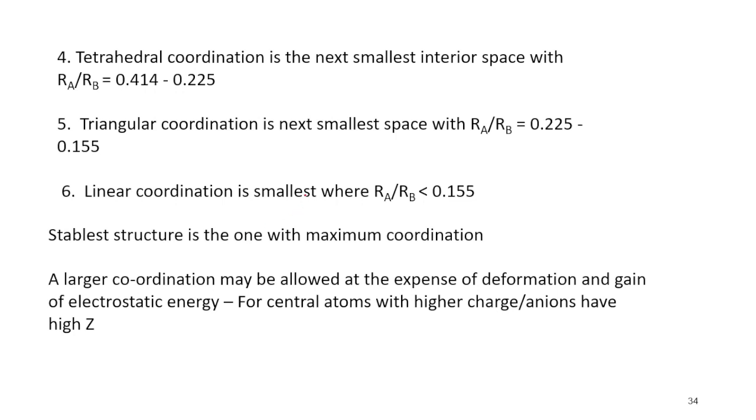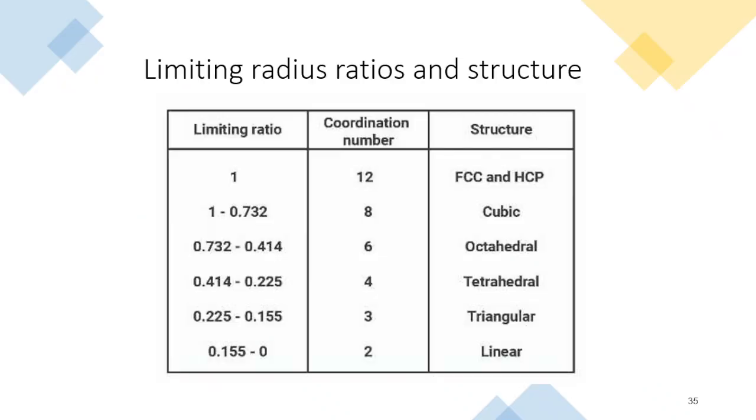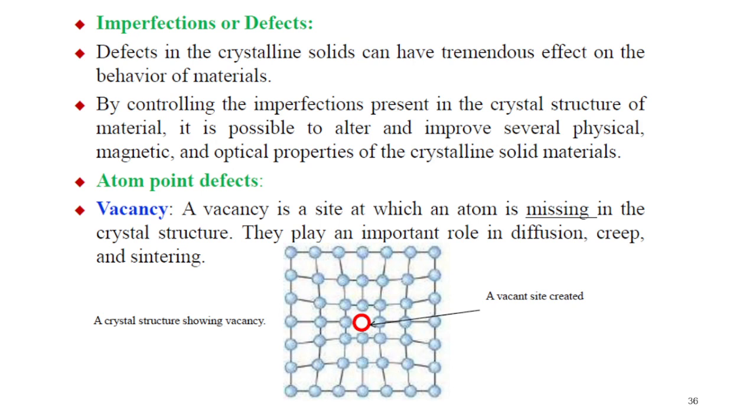Next, this range 0.414 to 0.225 will be tetrahedral. Then 0.225 to 0.115, if that ratio is there, then it will be triangular. Likewise, it will be linear if it is very small. So you just remember this table, guys. You may get this in your GATE exam usually as a 1 mark question. Okay, so next we'll go for defects.